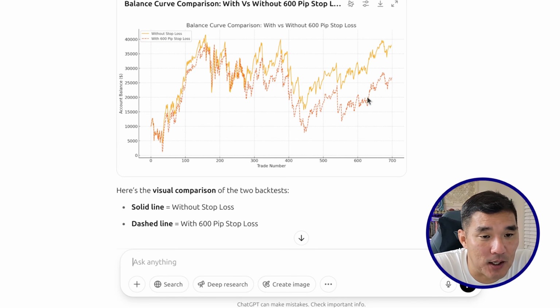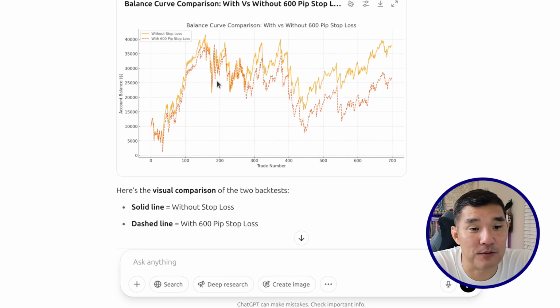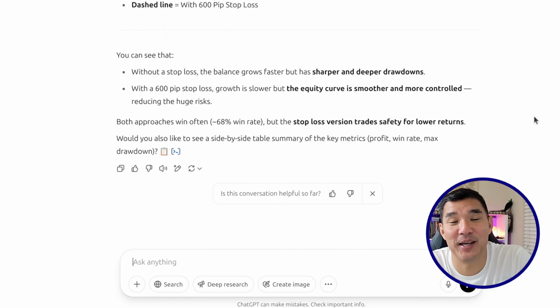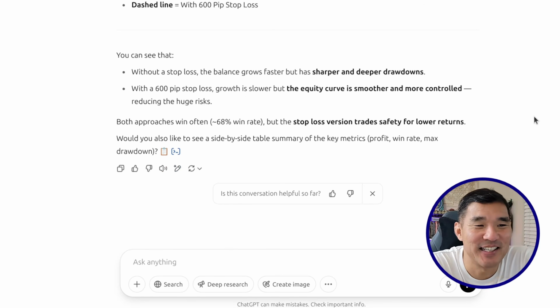that led to bigger drawdowns, and it was overall a worse strategy. So what's happening there is the stop loss was stopping out some winning trades also. So that's the reason why it performed worse. So as you can see, this is a really quick way to start backtesting strategies. You can test whatever idea you can come up with, and you can see the results right away.